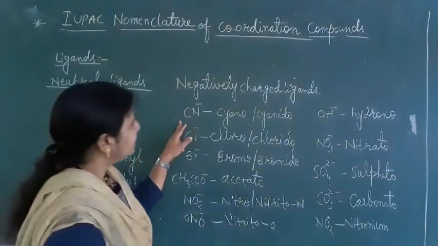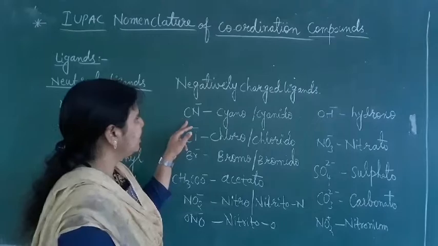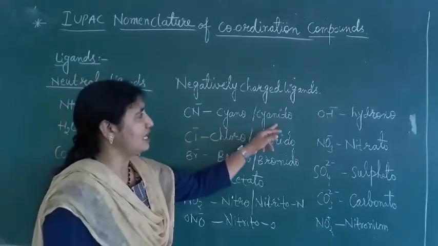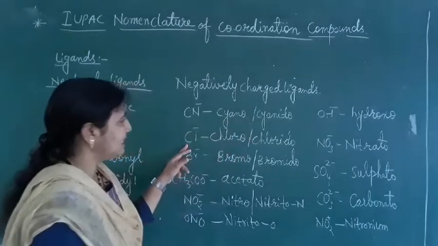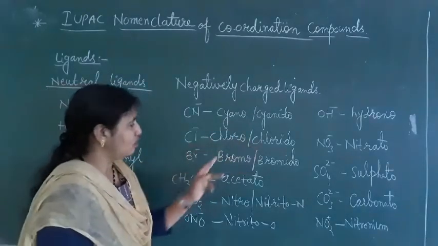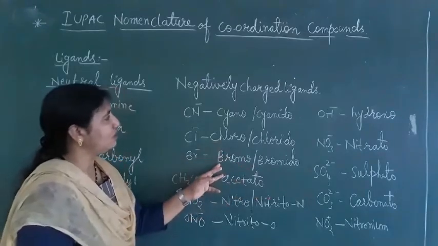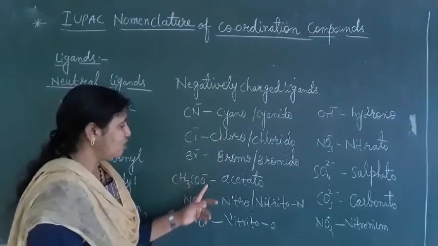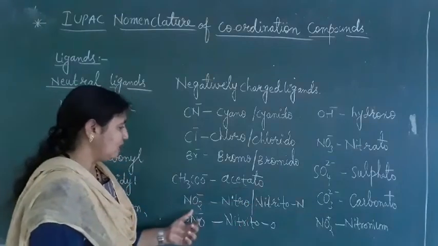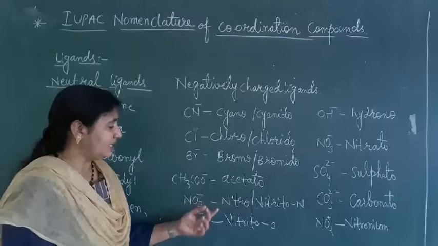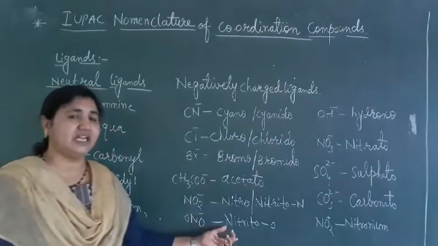Next we have negatively charged ligands. CN minus is cyano or cyanido. Cl minus is chloro or chlorido. Br minus is bromo or bromido. Both are correct. CH3COO minus is acetato. NO2 minus is nitro or nitrito-N, and ONO minus is nitrito-O.